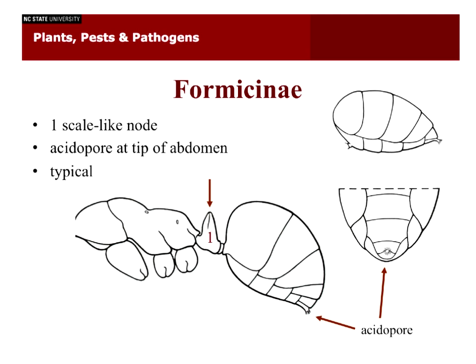This is the Formicinae. They have one node, and it's scale-like. It's kind of flattened, not very thick. They also, the characteristic for the subfamily, have this little pore, this little kind of tube at the end of the abdomen with a fringe of hairs called the acidopore. And this is where they excrete formic acid and some other chemicals that make them nasty, but they can't sting. And these ants are typical looking. They're going to be your typical looking ants.